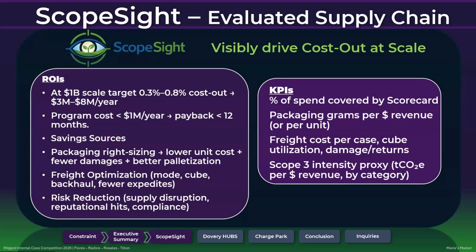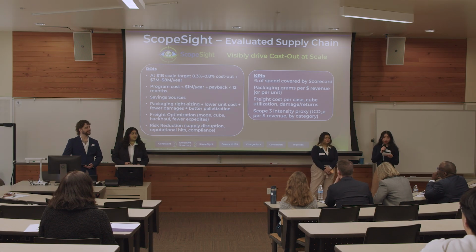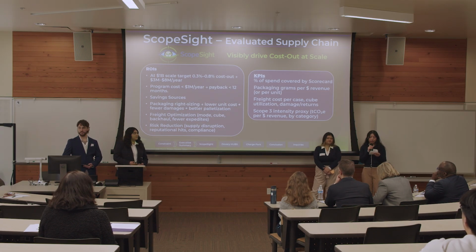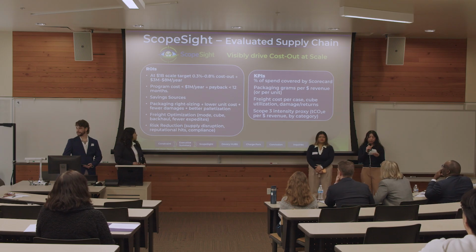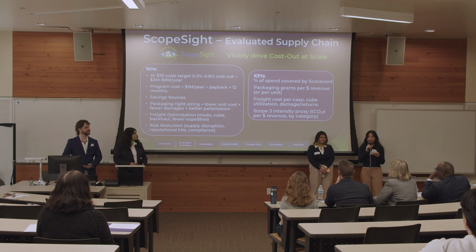At Maria's $1 billion scale target, we're aiming for 0.3 to 0.8% cost out, or roughly $3 to $8 million per year. The program value comes from packaging right-sizing to lower unit cost and damages, freight optimization, and risk reduction with fewer disruptions. We track percentage of spend covered, packaging grams per dollar revenue or unit, freight cost per case, and cube utilization, plus damage and returns, and a Scope 3 intensity proxy: metric tons of carbon dioxide per revenue by category.